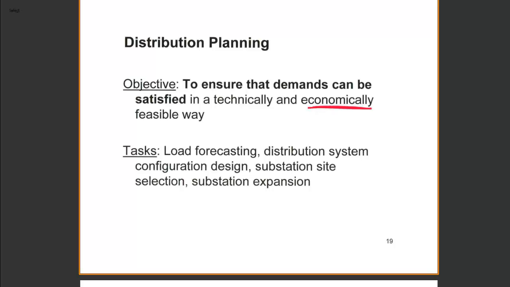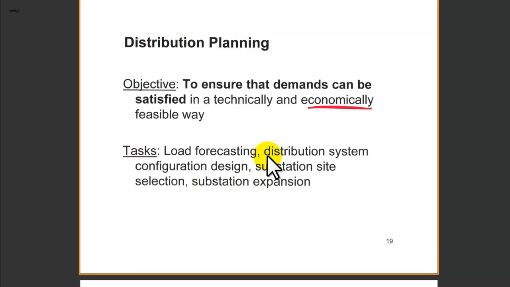As you can tell, from the distribution planning perspective, the main thing is to ensure the demand can be satisfied in a technically and economically feasible way. So right now, as if you were a utility, you have to carefully plan this out. One thing that you need is data, and load forecasting is very, very important to determine what the needs are and hopefully serve the customer reliably in the future.